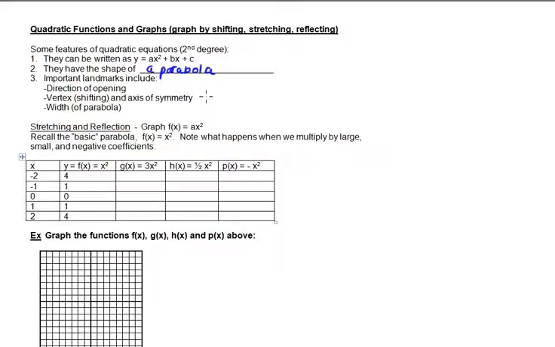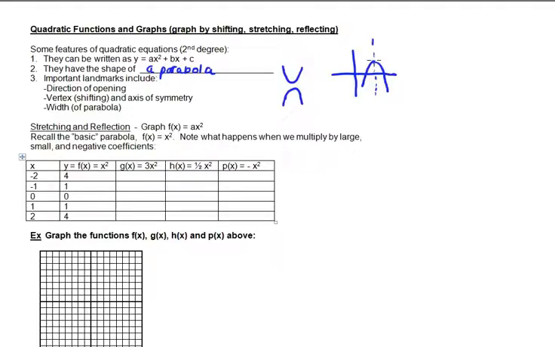And some of the important landmarks are the direction of opening. For example, does it open face up or does it open face down? Another important landmark is the vertex and the axis of symmetry. So where does this parabola sit and where is its vertex or turnaround point in relation to the x and y axes? And then through that vertex we can draw the axis of symmetry, which will then show us where it reflects left and right. And the third important landmark is the width of the parabola.